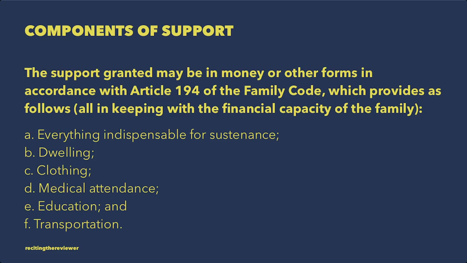A, everything indispensable for sustenance or for food, for the nutrition of the family. Letter B is dwelling. Letter C, clothing. Letter D, medical attendance. E, education, and of course, F, transportation, in keeping with the rights also of a person.